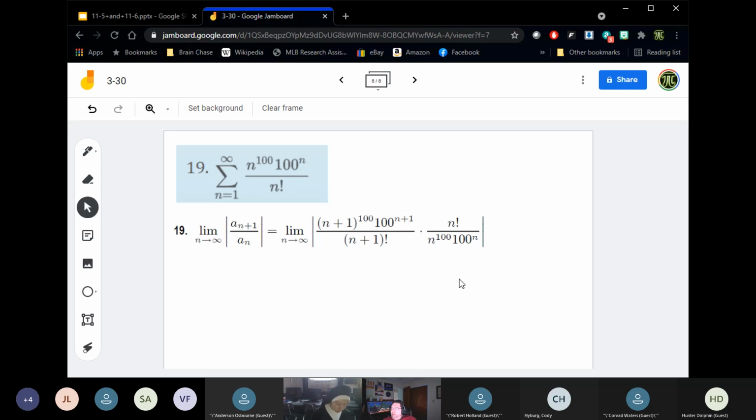And your goal when you're doing the ratio test, when you're trying to simplify things down, is you want to try to cross off as much as possible, and you want to get things with the same exponent together. So like I've got n plus 1 to the 100th and n to the 100th, so I'm probably going to put those two together. I've got the n factorial and n plus 1 factorial, so somehow I want to get rid of that n factorial. And then I have 100 to the n plus 1, and I have 100 to the n, so somehow I want to get rid of that 100 to the n.